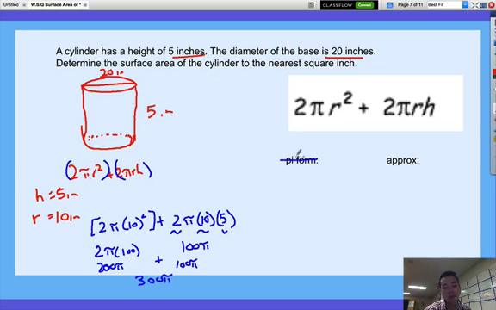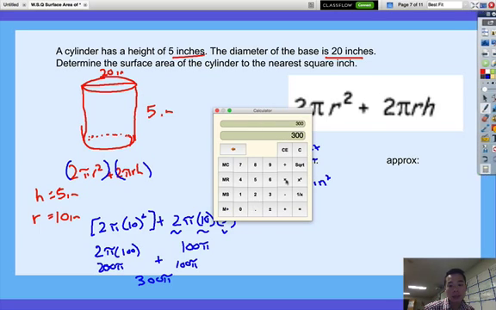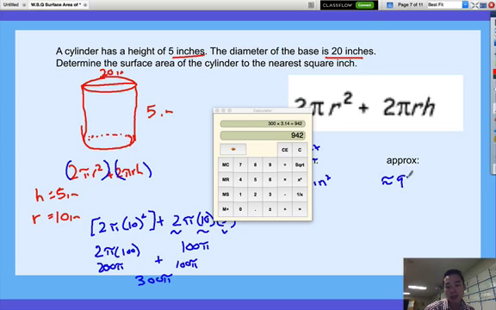So again, my pi form is the same thing as saying exact form. So it's 300 pi inches squared. Okay, and then to get the approximation, I just multiply 300 times 3.14, and I get approximately 942 inches squared.